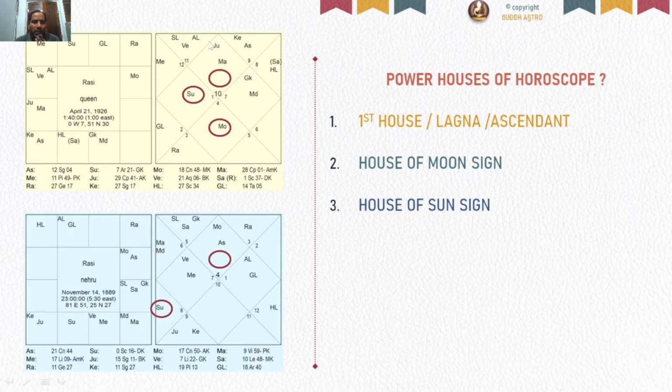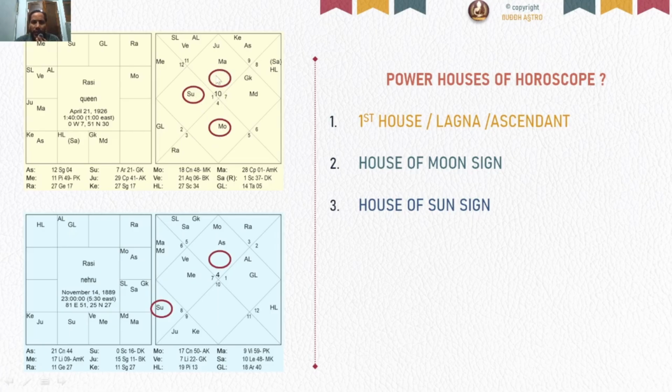Here you can see this is the Lagna. So first powerhouse will be the Lagna. Then where is the moon sitting? So moon is sitting in the seventh house. So next powerhouse will be the seventh house, or we can say moon sign house will be the powerhouse. Then sun sign house will be the next powerhouse. So these are the powerhouses of any horoscope. Life of a native is concentrated, or we can say focused, on these three houses only.